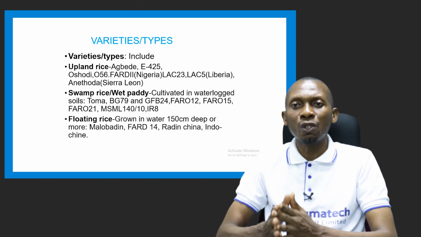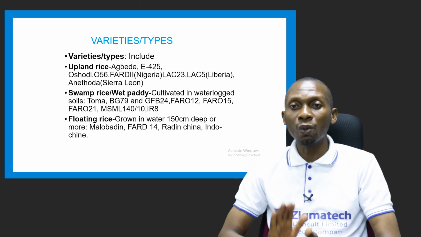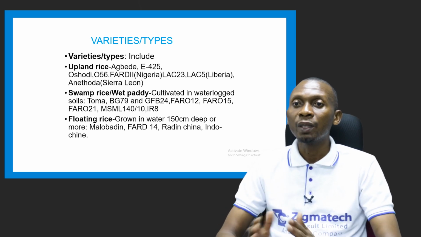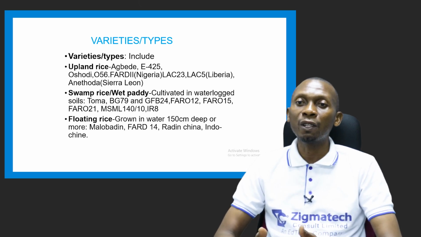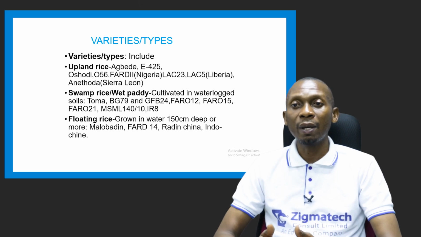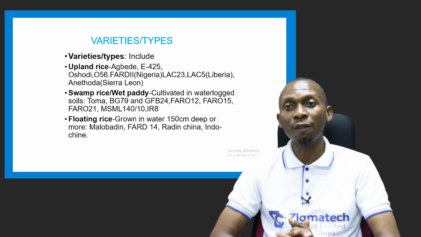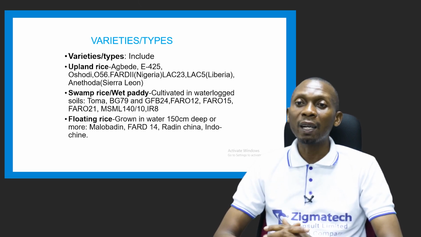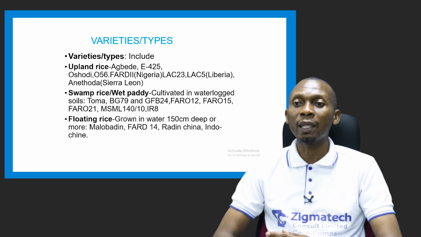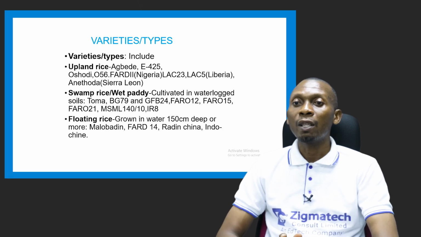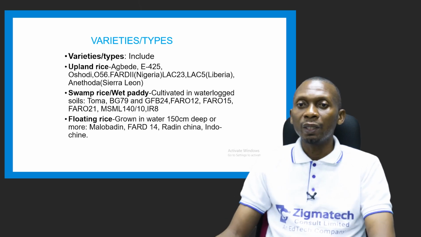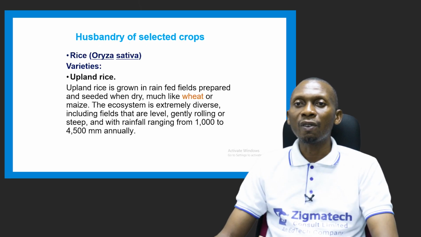is Sierra Leone. Then for the swamp rice, which is usually cultivated in waterlogged soils, we have Toma, BG79, GFB24, Faro 12, Faro 15, Faro 21, MSML 140 stroke 10, IR8. These are examples of the varieties of swamp rice. We have floating rice, which is grown in water about 150 centimeters deep or more. Examples of such varieties are Malobadin, Fada 14, Radin China, Indochina. These are varieties of rice.